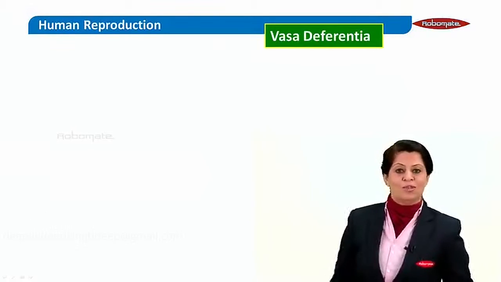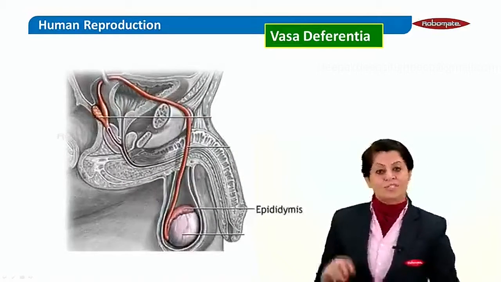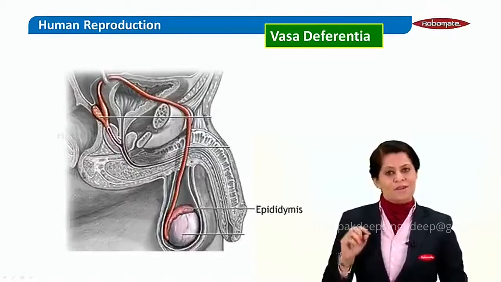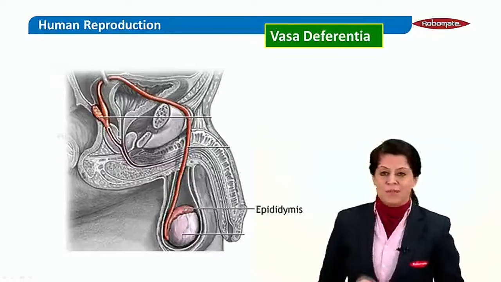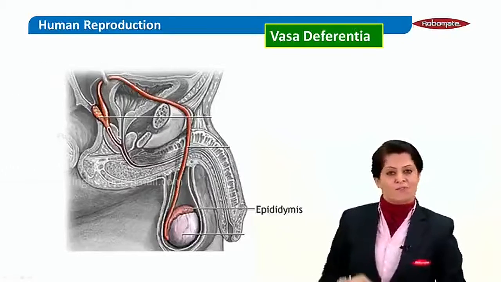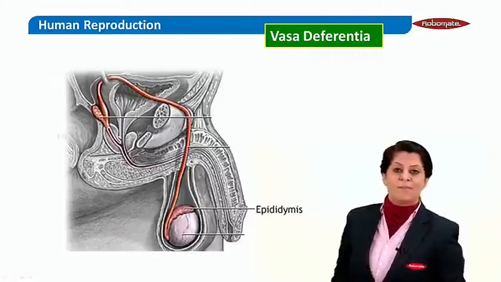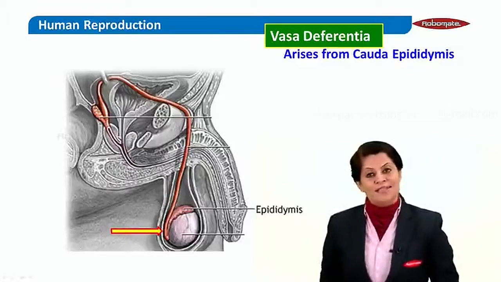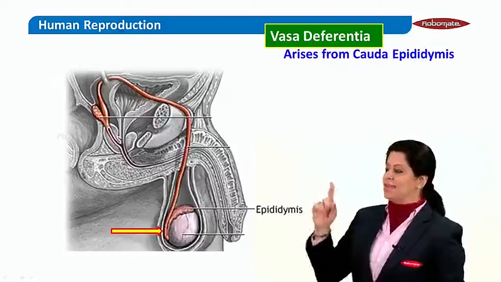That's the plural, students. Singular is vas deferens, and let's observe it. Now this tube in color you see is vas deferens. As far as position is concerned, this picture is self-explanatory. From where is this tube arising? This tube arises from the lowest part of epididymis. And what was the lowest part of epididymis? Cauda epididymis.